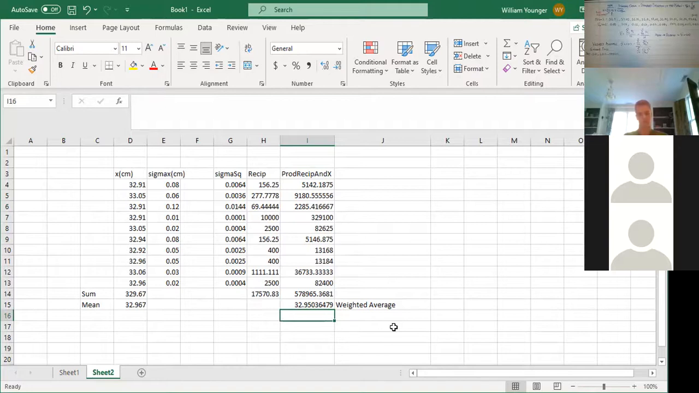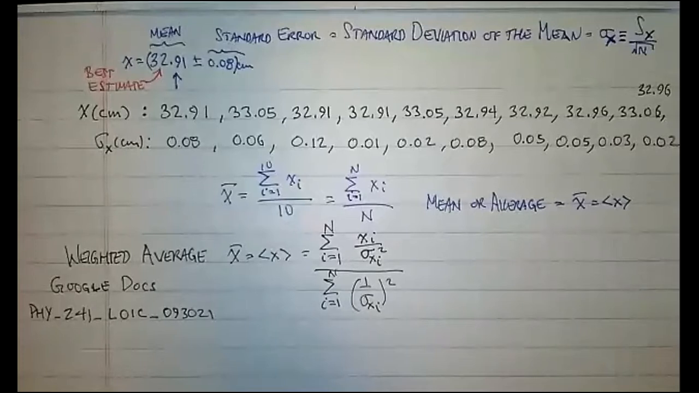The weighted average versus the regular average. And if it happened to be that all of them were the same, then this would give exactly the same number, 32.967. So does that make sense to everyone? So that's the 2 ways you represent your measurement as the best value that you could estimate it to be. Okay, let me stop share. So you've now seen 2 ways to fill in this part of your number.